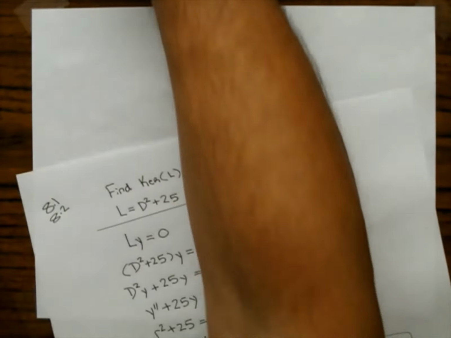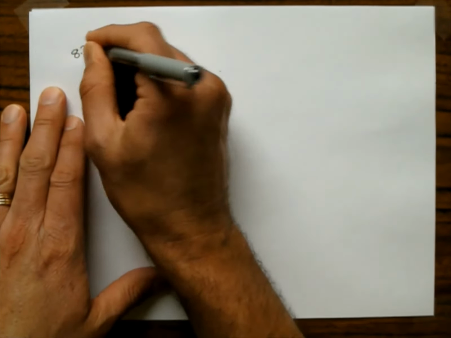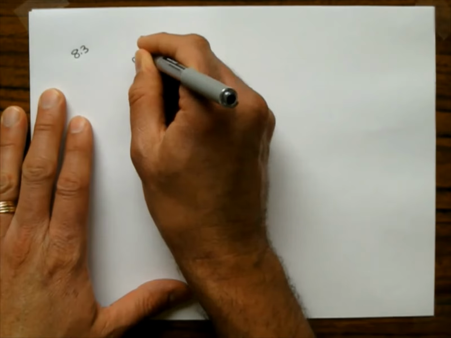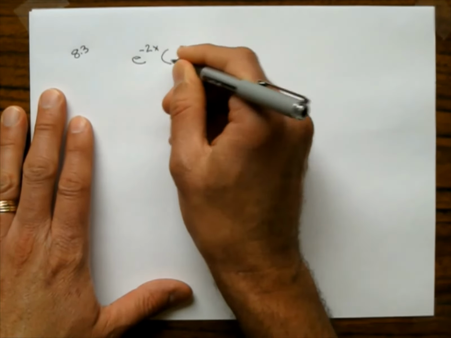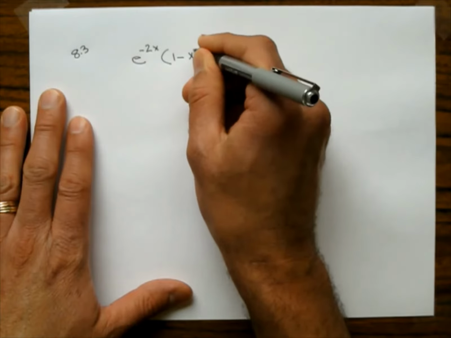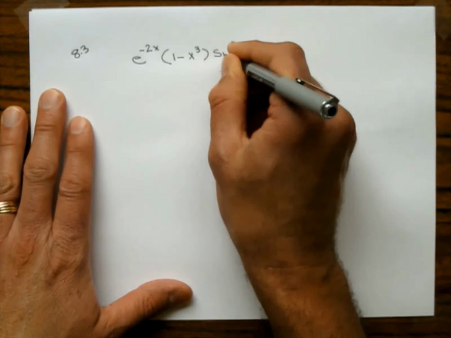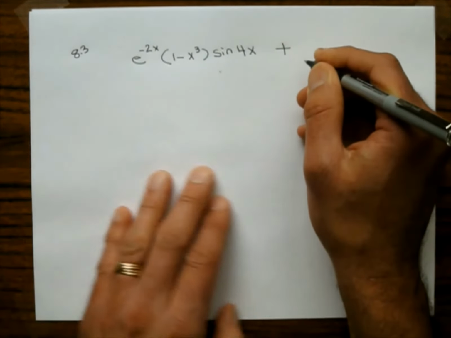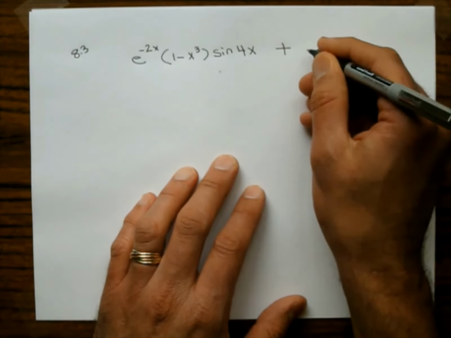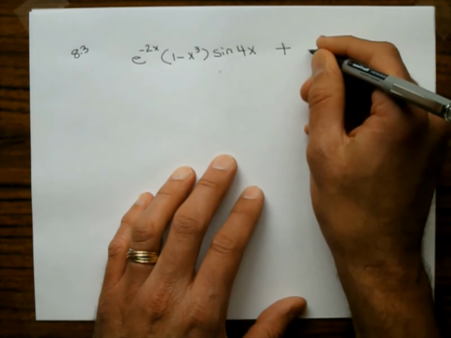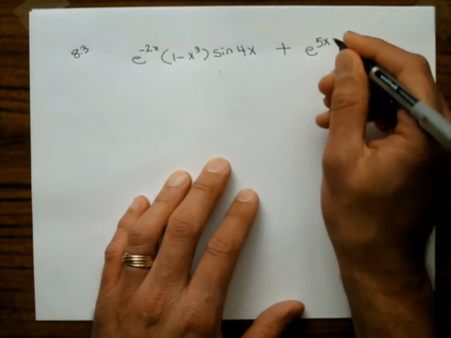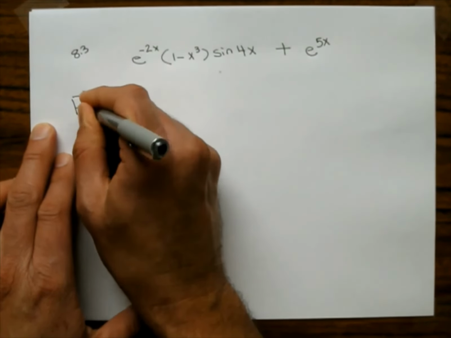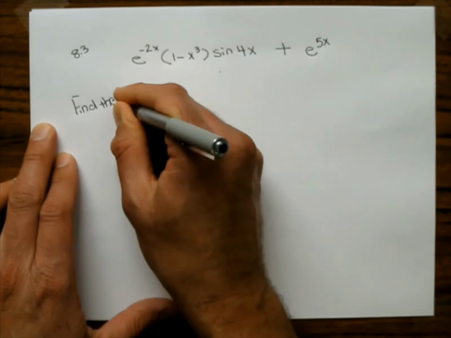Let's go ahead and do a little 8.3. So in 8.3, we have this function here, e to the negative 2x times 1 minus x cubed, and then we have sine 4x, and then let's go plus, I wasn't going to do this, but I think I should, e to the 5x. Okay, so they'll ask you to find the annihilator.